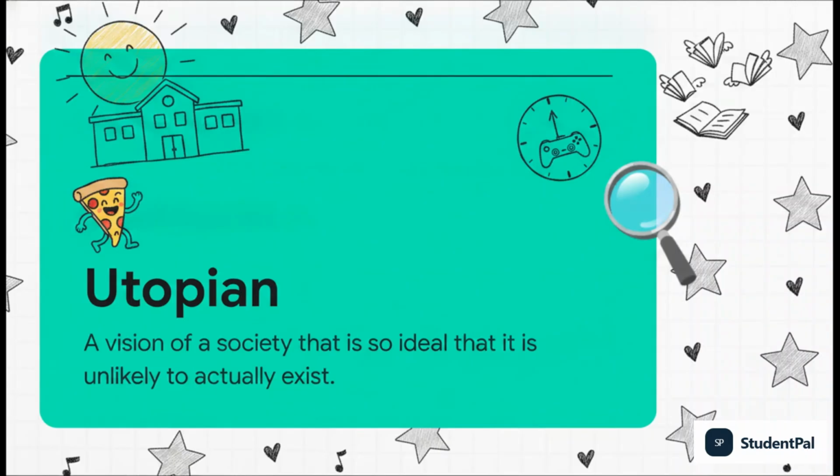Well, let's use a relatable analogy. Imagine a school where there are literally 0 exams, absolutely no homework. The cafeteria serves free pizza every single day, and your timetable is just games periods. Sounds absolutely amazing, right? But it's also highly unlikely to actually exist in the real world. And that is exactly what a utopian vision is. A society so incredibly ideal and perfect that it basically exists only in dreams, not in reality.